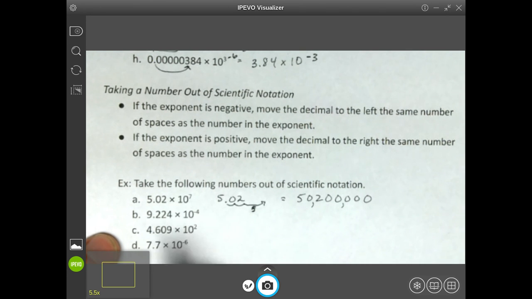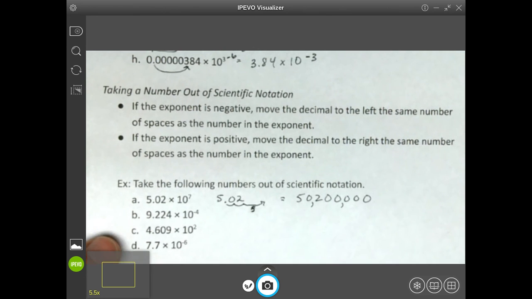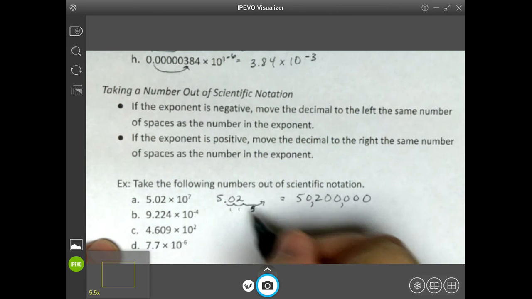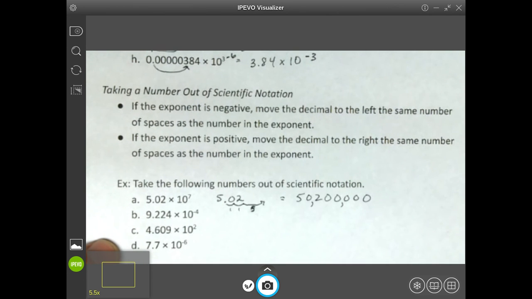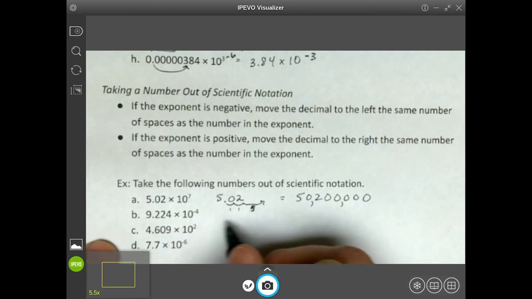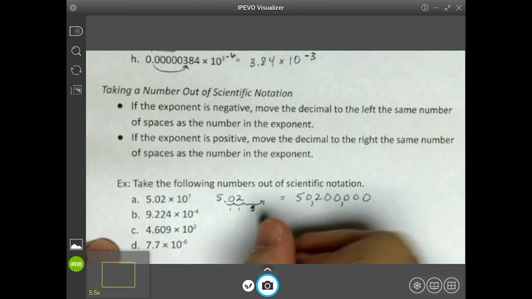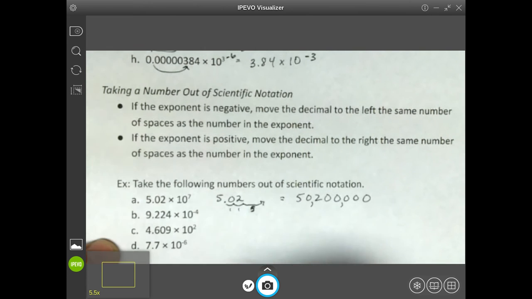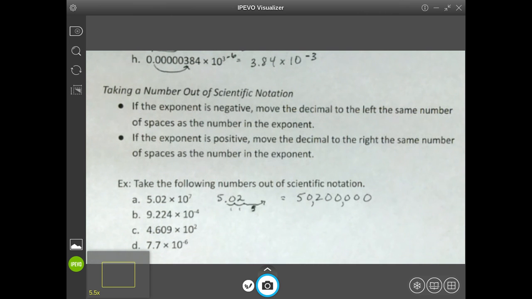Okay. If the exponent's negative, you're going to move it left. 7 total. So we had 1, 2, and then 5 more. So here, give myself a lot of room here. So that's when we're putting it into scientific notation. So when we're taking it out, it's kind of like the reverse.